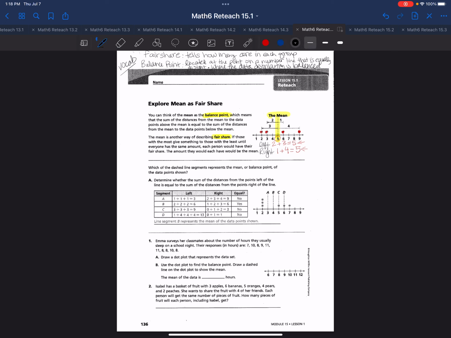Let's look at this example below. I encourage you to pause this video at any time and complete these problems on your own first. If you'd like to reference some similar problems, look at homework on page 459. Which of the dashed line segments represents the mean or balance point of the data points shown?